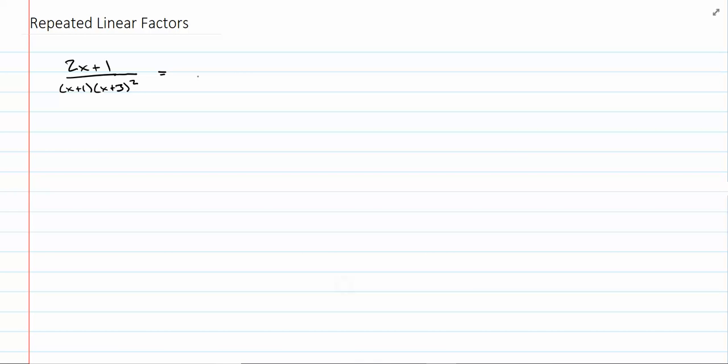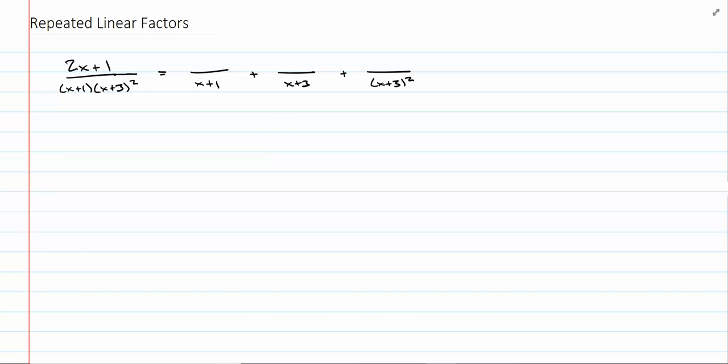The way this is going to break up, it's going to be something over x plus 1 plus something over x plus 3 plus something over x plus 3 squared. If you have a repeated linear factor, that factor is going to give rise to two pieces of the decomposition. If it was the third power, we'd have three pieces. We'd have a third piece with a third power in here. Okay. Now, to figure out what the numerators are, we can use the cover-up method for a couple of them.